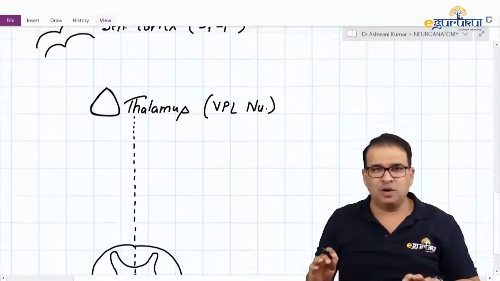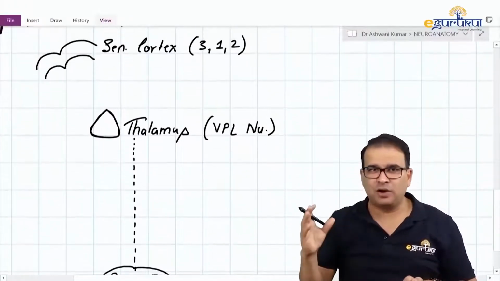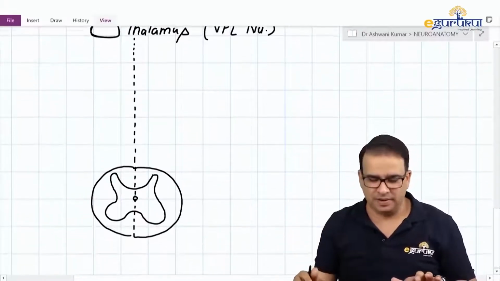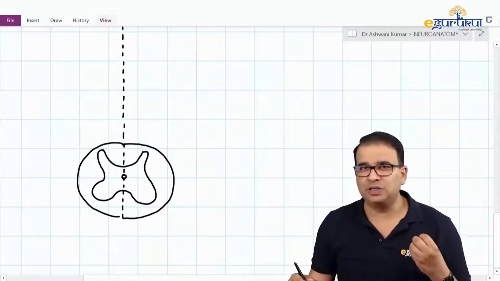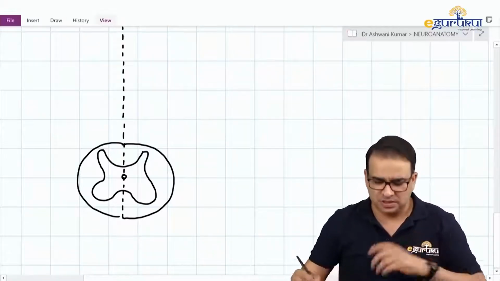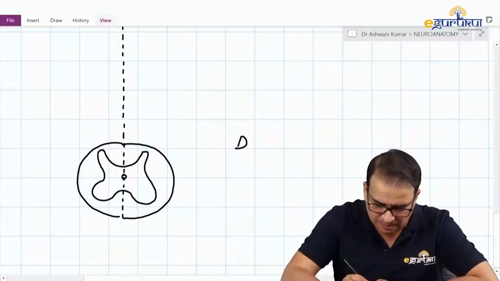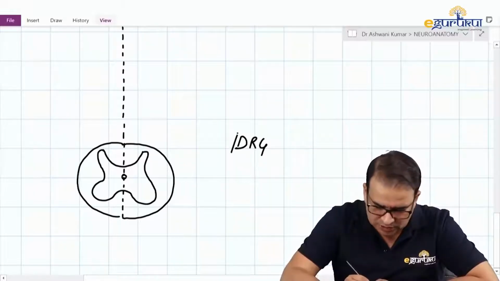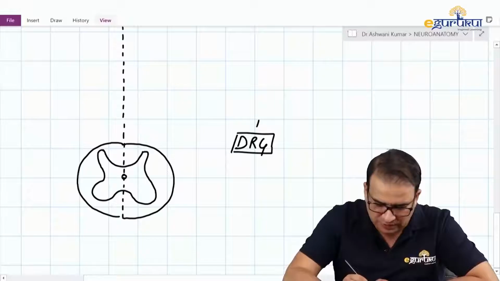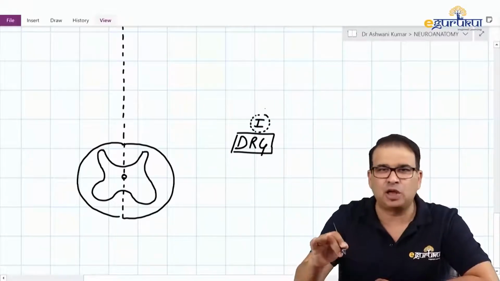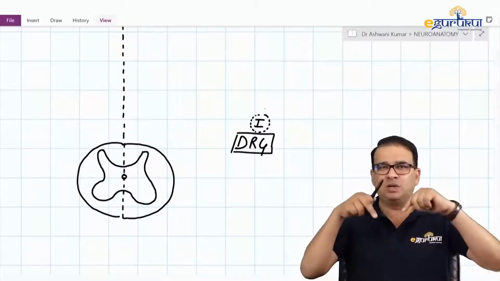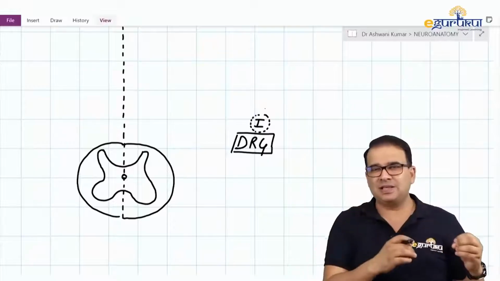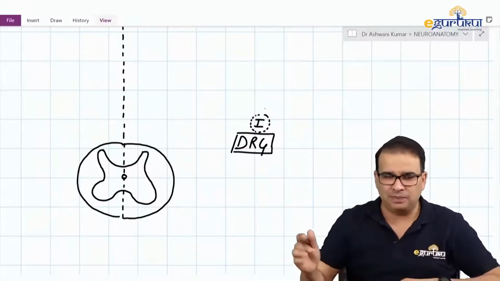So this is the plot we need to understand the spinothalamic tract. I need a cortex, sensory cortex, the thalamus, and the spinal cord here. Any sensory information coming from outside is going to come inside through the dorsal root ganglia, DRG. Dorsal root ganglia is going to be the first order neuron for any pathway you're talking about coming from the spinal cord. Obviously, any sensation going into the spinal cord will go through the dorsal root ganglia. So that is giving rise to the first order neuron for every pathway here.